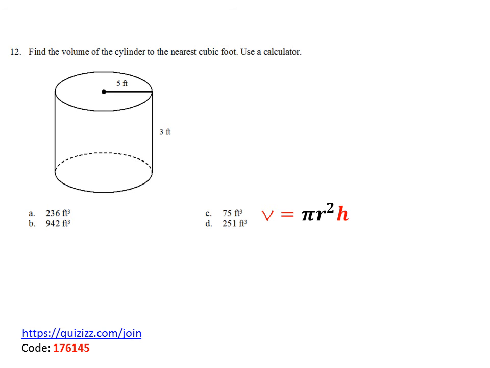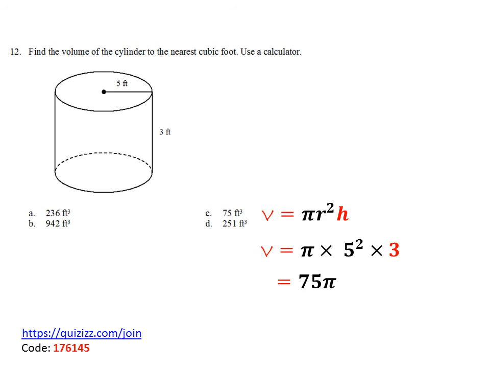Now, what do we have in the question? We have the radius length, we have the height. So substitute: pi times, use 5 for r, so 5 squared, use 3 for h, so times 3. Now simplify. 5 squared is 25, 25 times 3 is 75, so the answer is 75 pi.